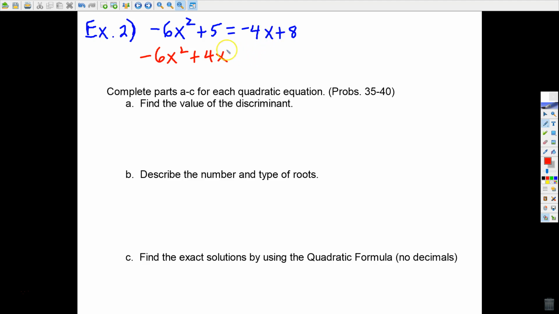So I'm just going to add 4x to both sides, and then I'm going to subtract 8. The discriminant, b squared would be 16 minus 4 times a times c. So negative 24 times negative 3, that's 72.